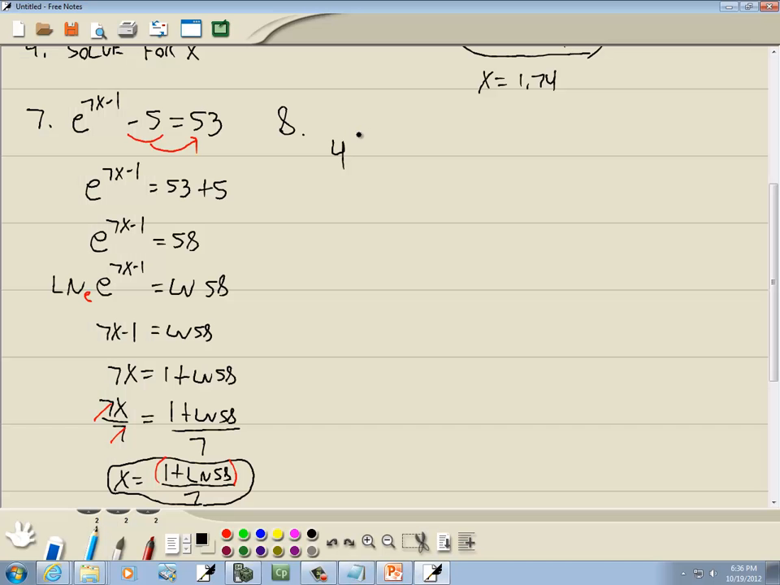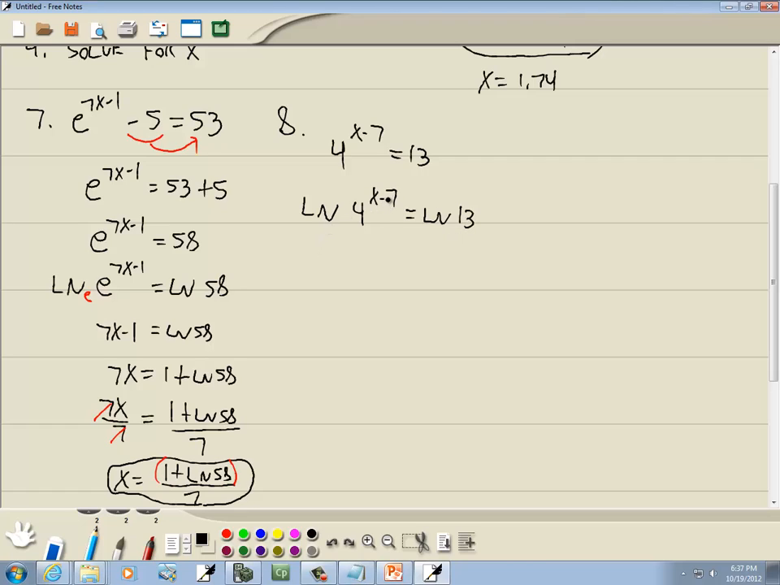We got 4 to the x minus 7 equals 13. First step, get the part with the variable and the exponent by itself. Well, the part with the variable and the exponent is 4 to the x minus 7, and it's by itself. There's no numbers in front of it, no numbers after it. So step 2, take natural log of both sides. So we got ln of 4 to the x minus 7 power equals ln of 13, natural log.